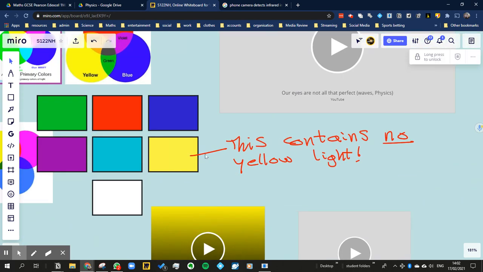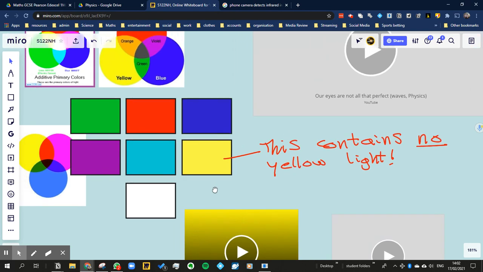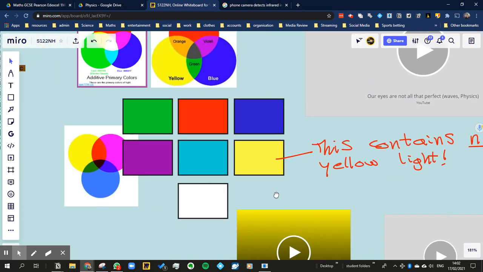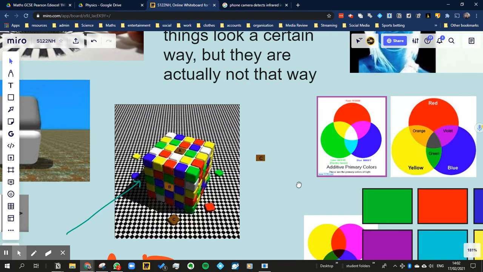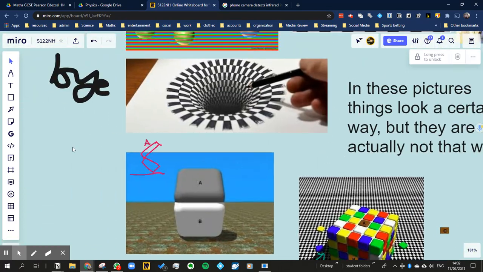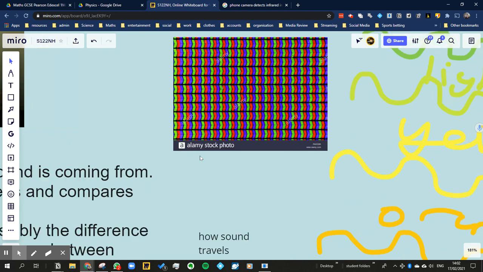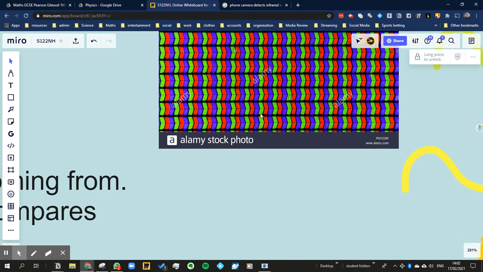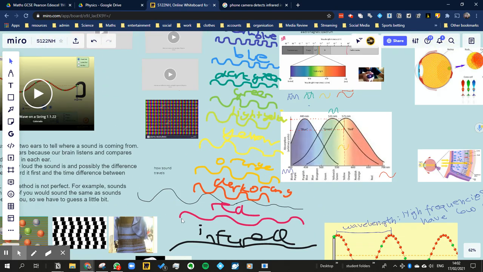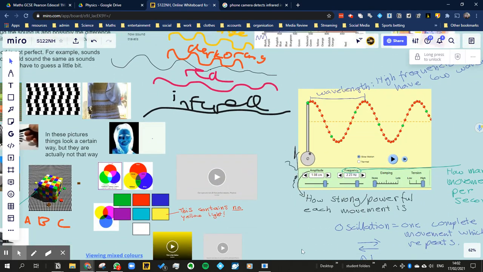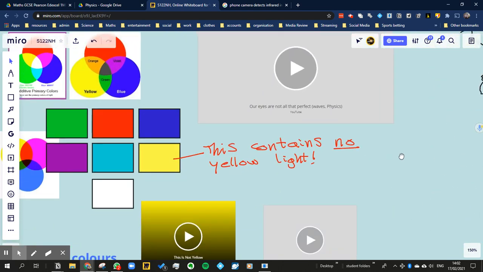So, for example, it says here this rectangle contains no yellow light apparently, and that's true. The inside of a computer monitor has just red, green, and blue. I've got some. There we go. This is what a computer monitor would look like if you look closely at it, just made out of red, green, and blue LEDs. So, how is it that I'm able to see yellow here?